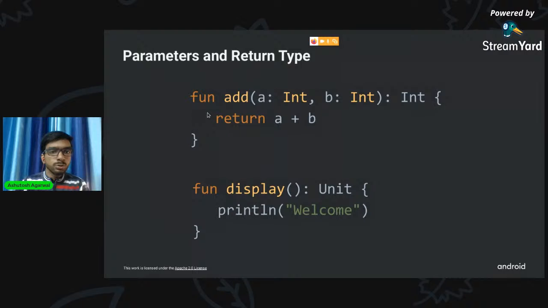Let's talk about them. As we already talked, the function is declared with a keyword called fun, and add is the function name. Anything written inside the parentheses is known as the parameters. Here a and b are two parameters which both have Int type, and this function is returning a value which is Int type. Like a and b both are Int, we are adding both, and we are returning this value a plus b.